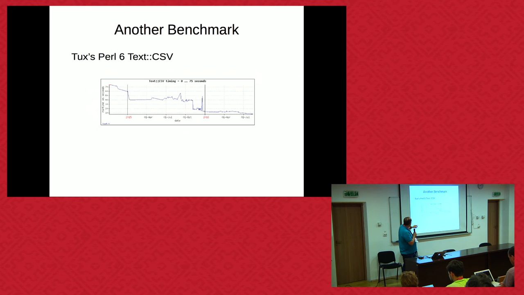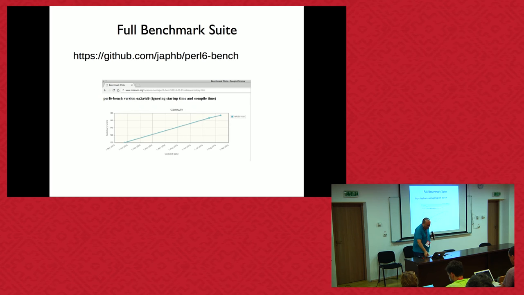So the release of Perl 6 happened at the end of 2015, and you can see there's been quite a good increase here. So there's a decline in the time that Tux's benchmarks take. But as I said, there's been optimization specifically for that case. So this is a more complete suite. Again, on the left we have the release, and on the right you can see there has been a gradual improvement in performance throughout this year, and I would expect that to continue.